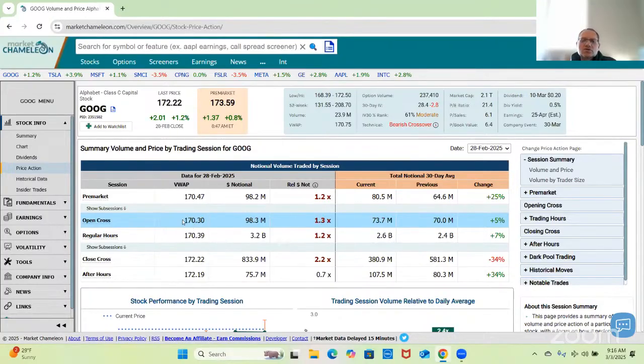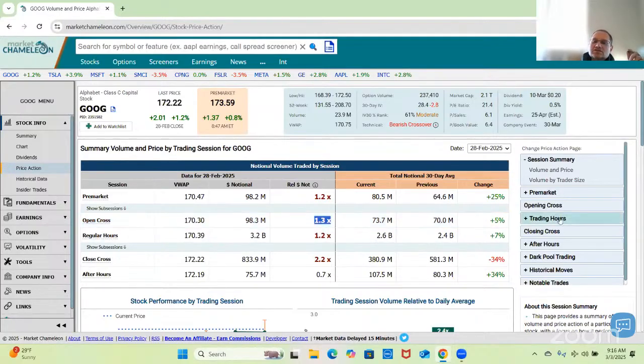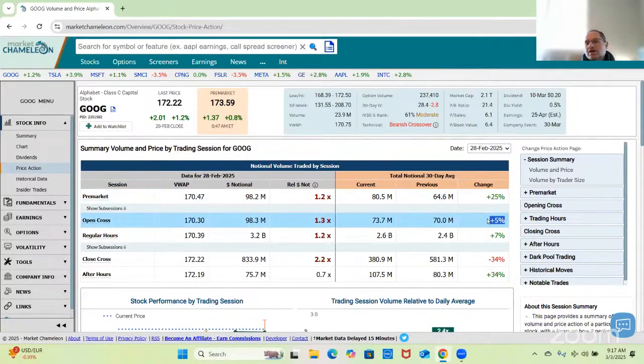So here we see that the opening cross, $98 million worth of stock transacted, and that was 1.3 times its average daily volume. If we wanted just to compare month to month, we see that's up 5%. So activity so far in the pre-market and at the open has been increasing. It's basically indicating there's more trading interest in Google, right? The dollar value, dollar transactions in Google have increased month over month in the pre-market and at the opening cross so far.